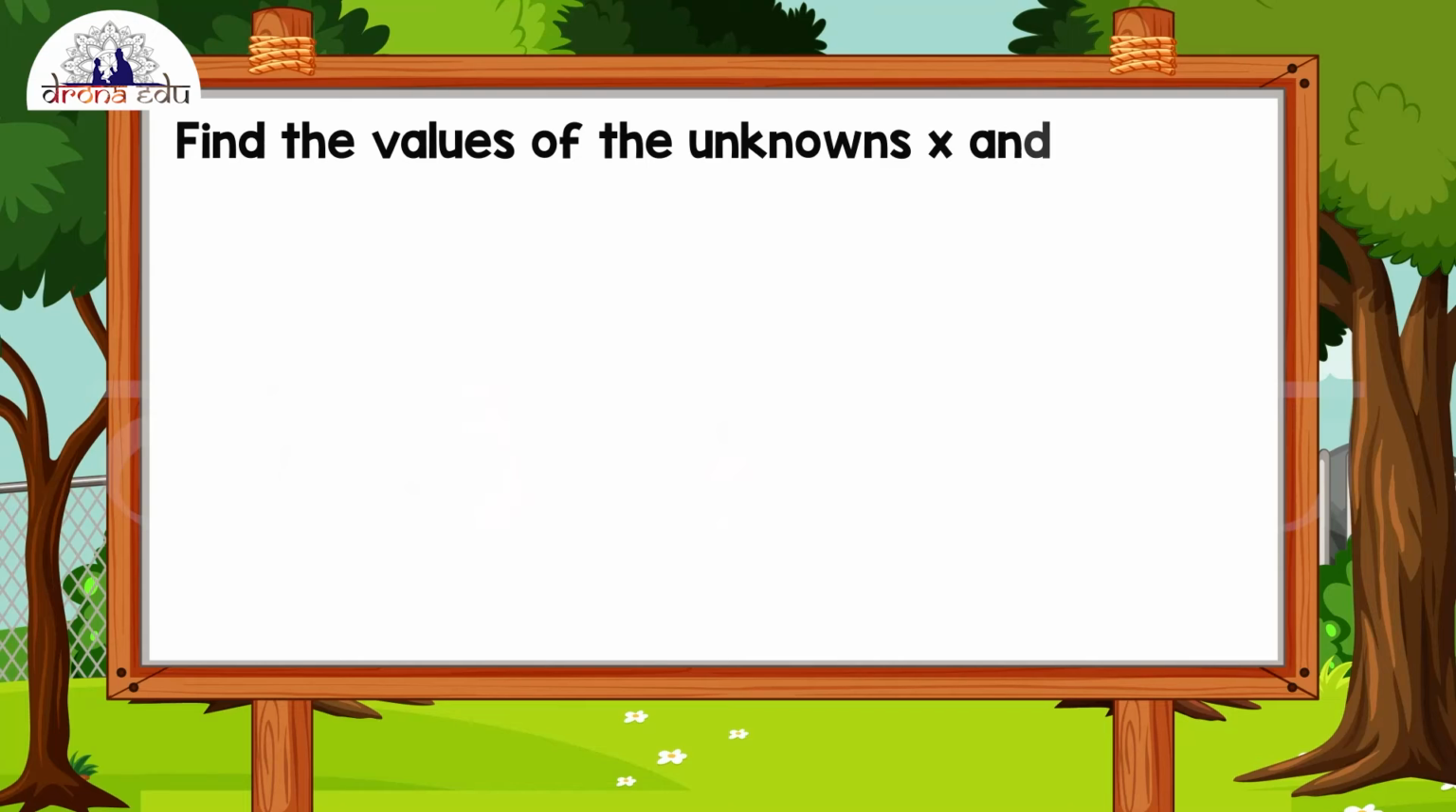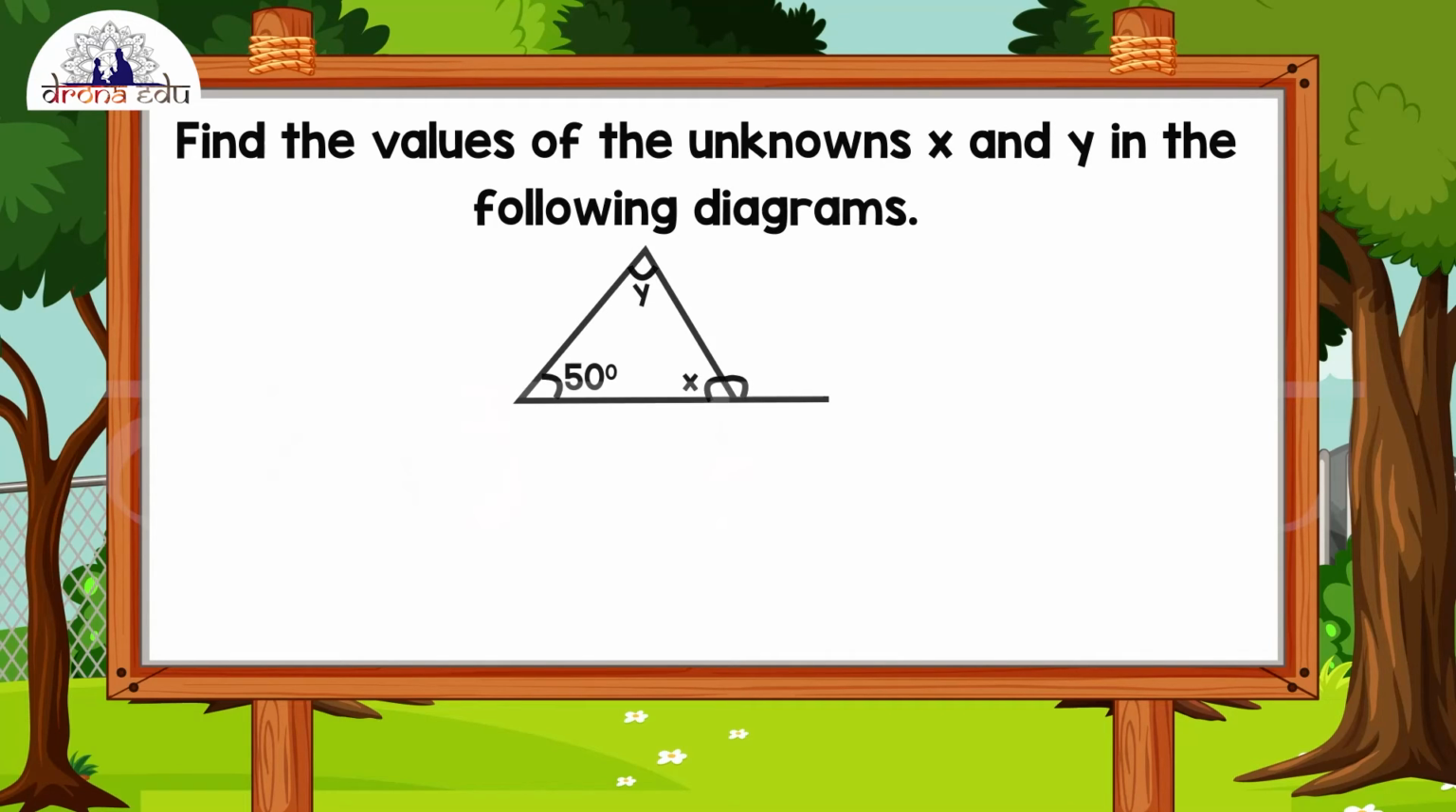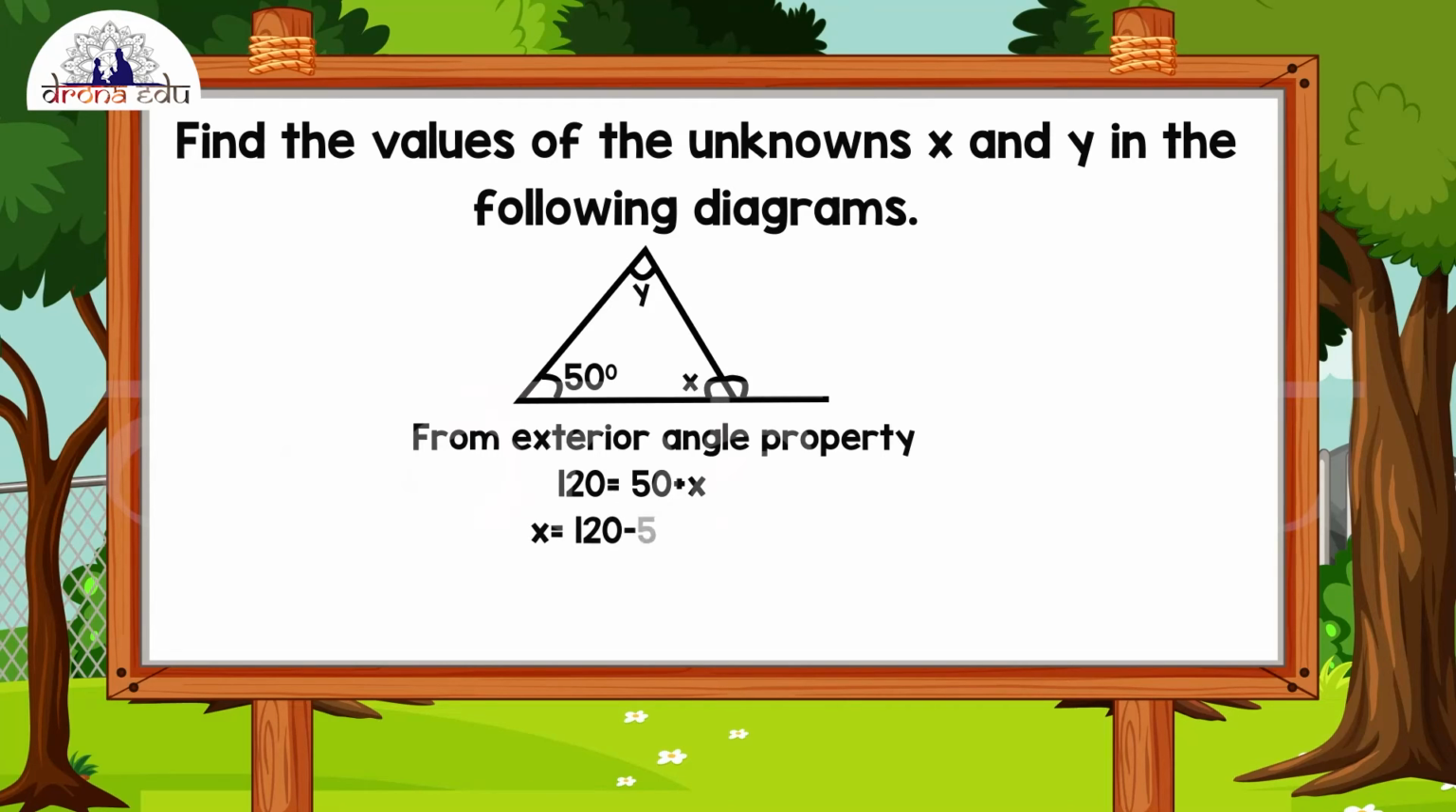Now let's solve one more problem where we need to find the unknown values x and y in the given diagram. So look at this diagram. From using the exterior angle property, I can write 120 is equal to 50 plus x. So x will be equal to 120 minus 50, which is 70 degrees. So I got the x value.